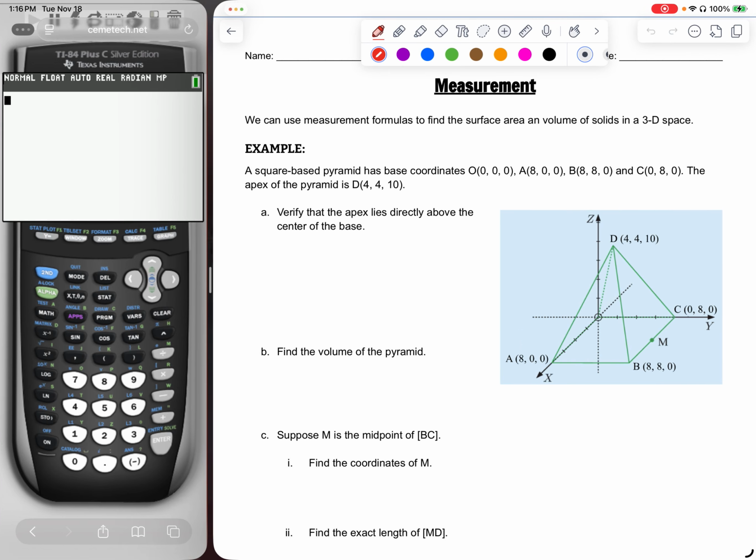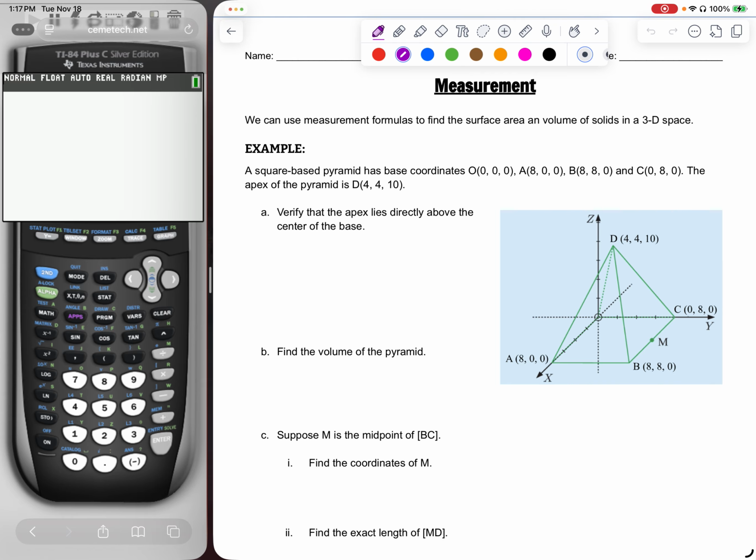Hello. Today we're going to talk about measurement. So we need to understand that we can use measurement formulas to find the surface area or the volume of solids in 3D space or three-dimensional figures. Before we start this, I want to remind you of two important formulas. We have the midpoint formula and we have the distance formula.